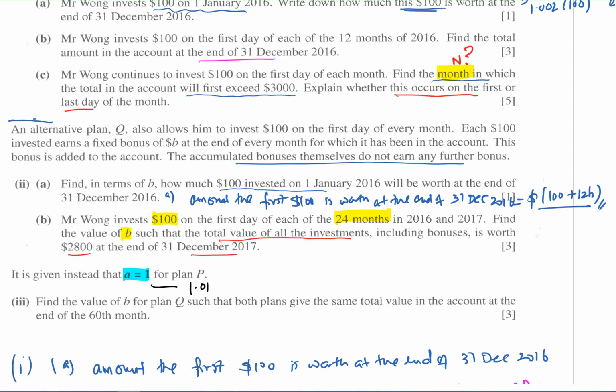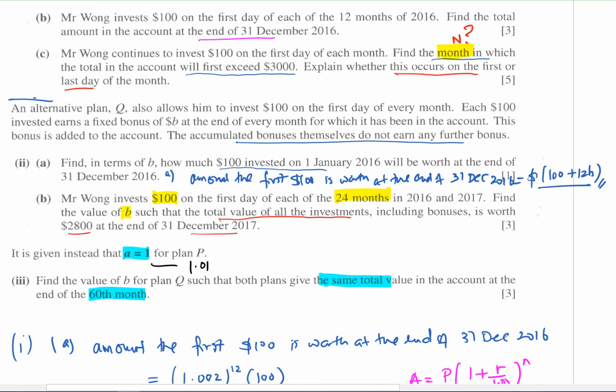So find the value of B for plan Q such that both plans give the same total value at the end of the 60th month. Now it makes sense. Actually, the nth term matters. So we are looking at n equal to 60 for plan P and n equal to 60 for plan Q, and we are equating them and finding the value of B. I hope you all can see.